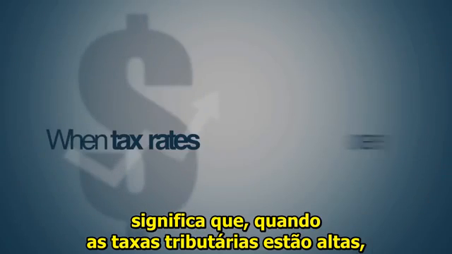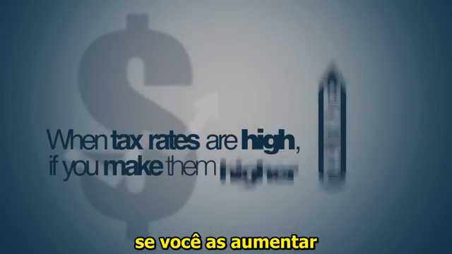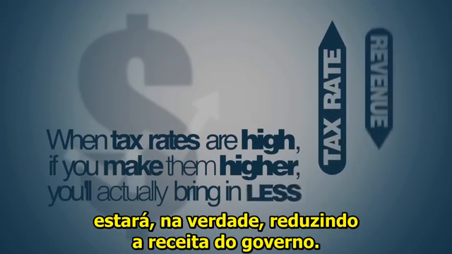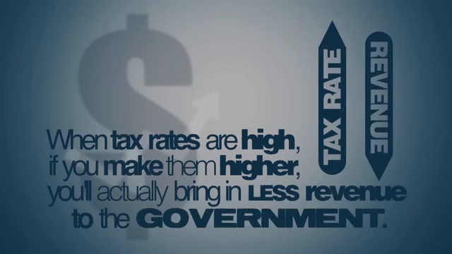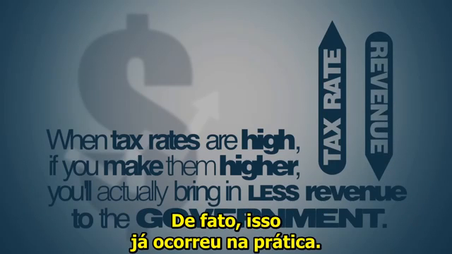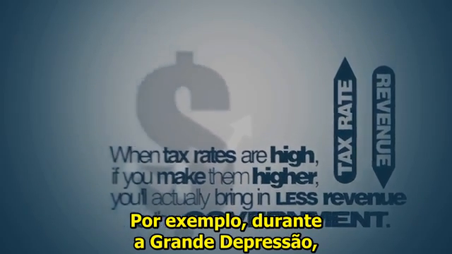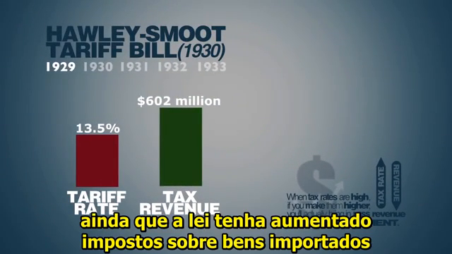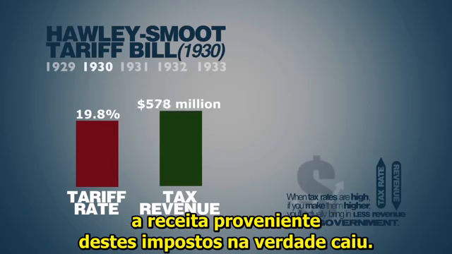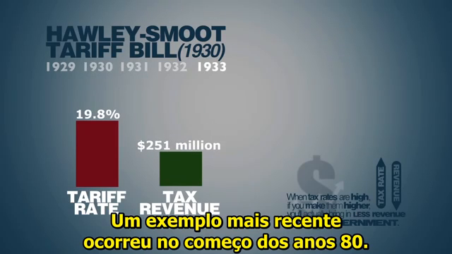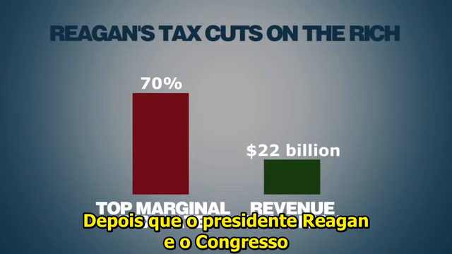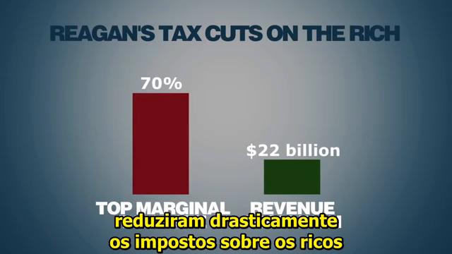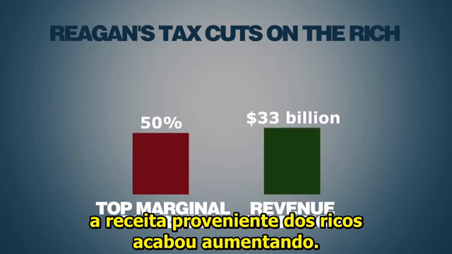It means that when tax rates are high, if you make them higher, you'll actually bring in less revenue to the government. This has in fact occurred in practice. For instance, during the Great Depression, when Congress passed the Hawley-Smoot tariff bill, although the bill raised taxes on imported goods, the revenue that came from those taxes actually decreased. A more recent example occurred in the early 1980s. After President Reagan and Congress drastically reduced the tax rates on the rich, the tax revenue that came from the rich actually increased.